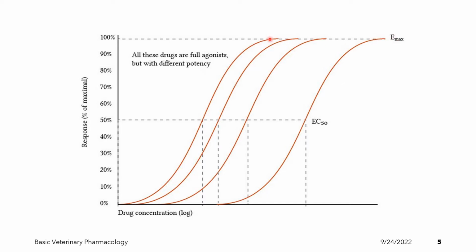These are examples of full agonists. So we have drug 1, 2, 3, and 4. As you can see, all of these drugs are full agonists because they were able to produce a maximum response. In terms of potency, they differ because the dose required to produce EC50 varies for these 4 drugs.